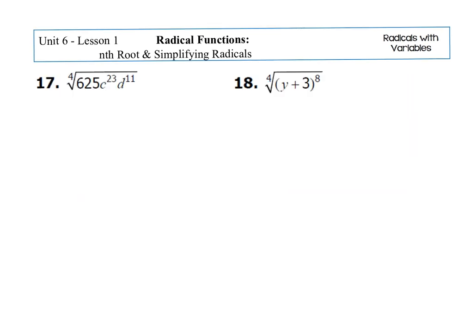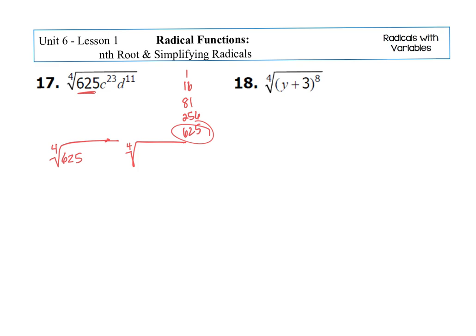Okay, on 17, we have the 4th root of 625c to the 23rd power d to the 11th. Now look at my number, 625 is on my list. So we already have the right number, but my exponents 23 and 11 do not divide by 4. So we'll still work with our two 4th root houses. Okay, so all of 625 goes in my first house because it's a perfect 4th.